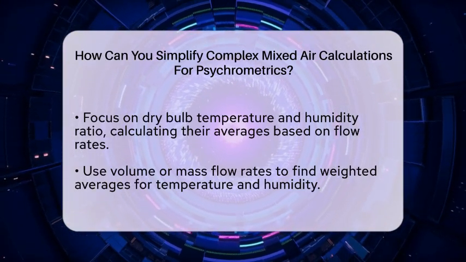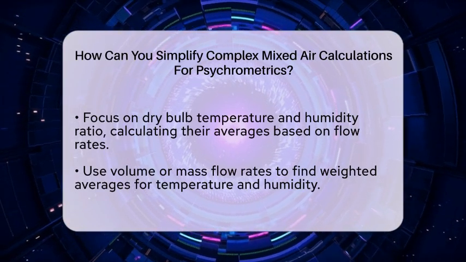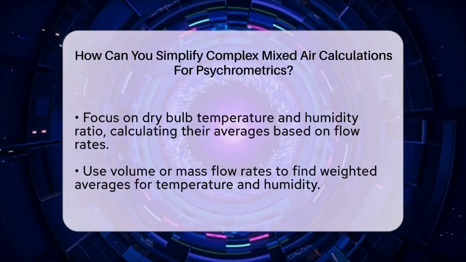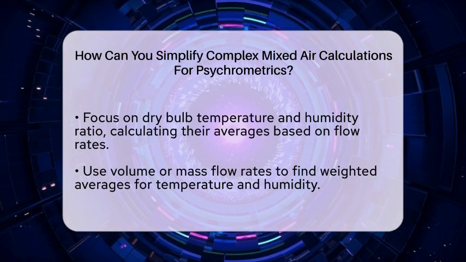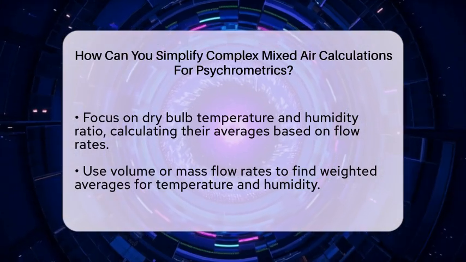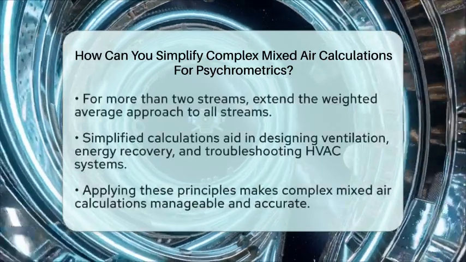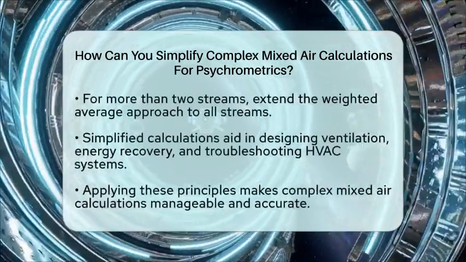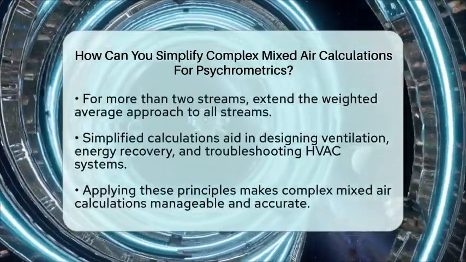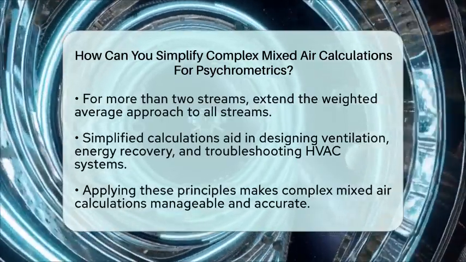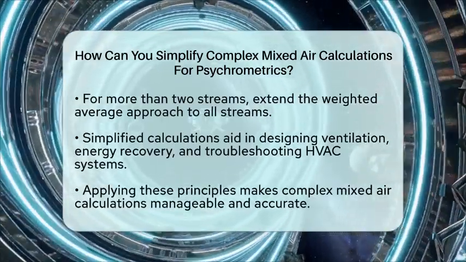When mixing more than two streams, you can extend the same idea. Use a weighted average formula. Multiply each temperature or humidity ratio by its flow rate, add them all up, and divide by the total flow. This approach works for temperature, humidity, and enthalpy, making the process straightforward.